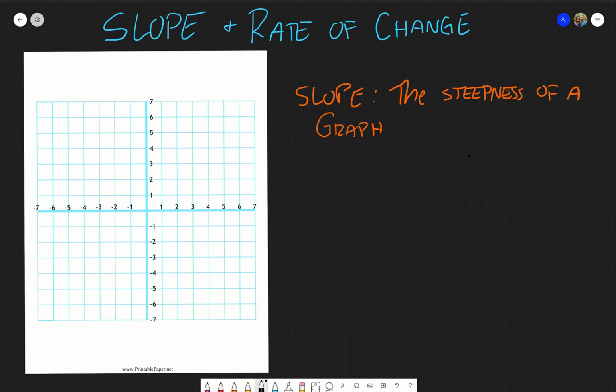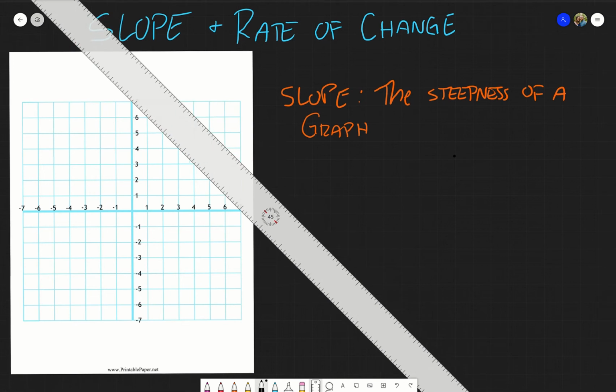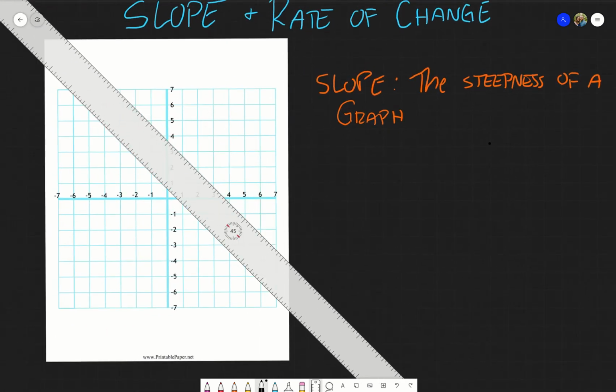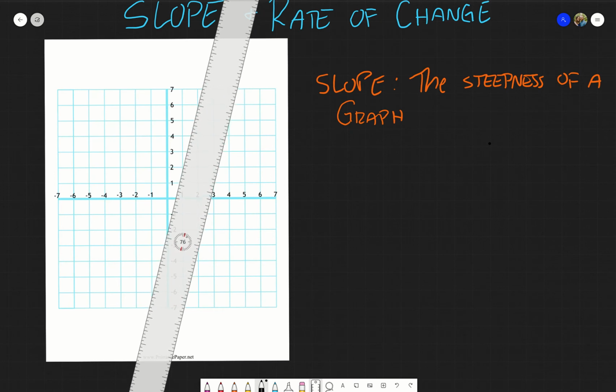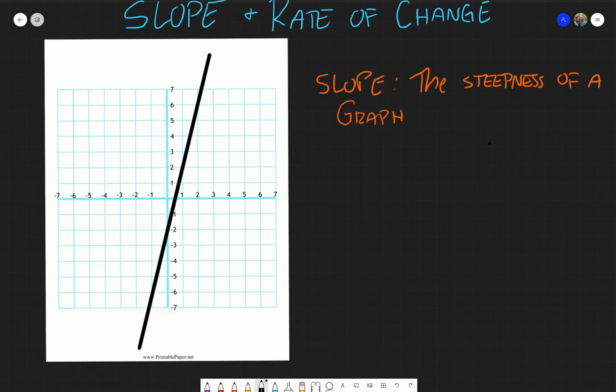All right, now, in order to find the slope of a line, let me put a line on my graph here. I'm going to make a nice, good, straight line. Do a line right here. All right, so if we have this line here, in order to find the slope, we do what is called the rise over run, or how much you're going up and down compared to how much you are going side to side.